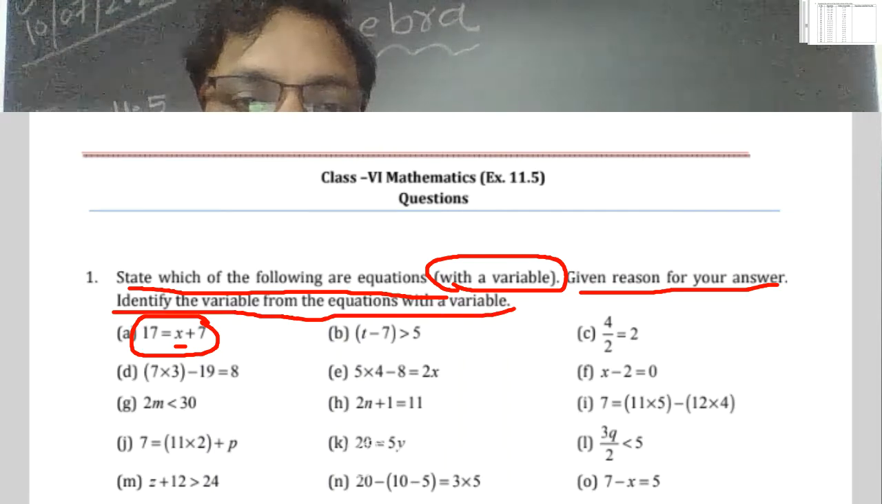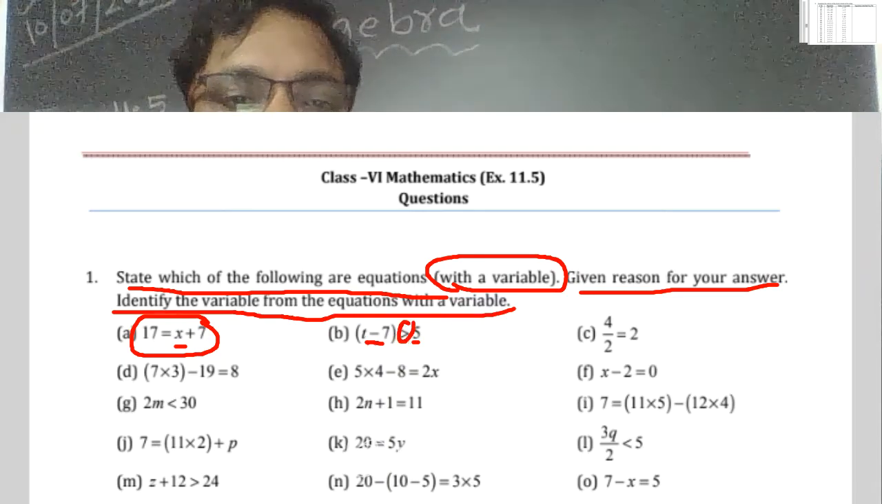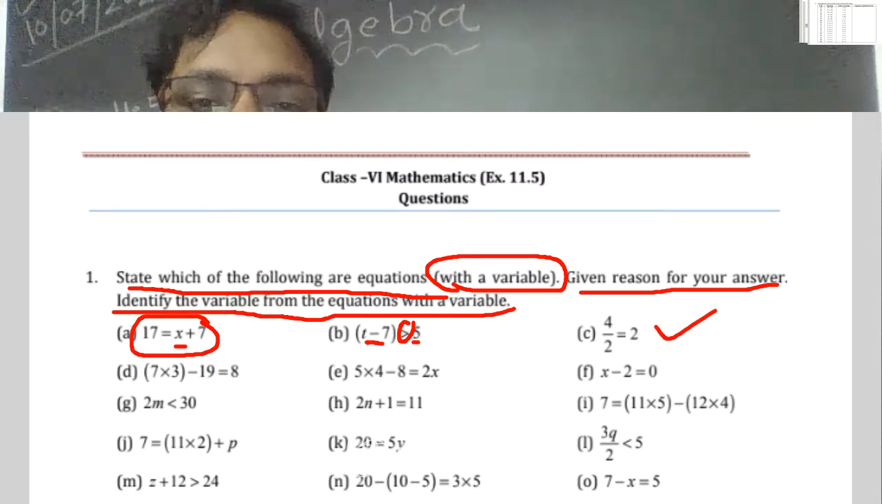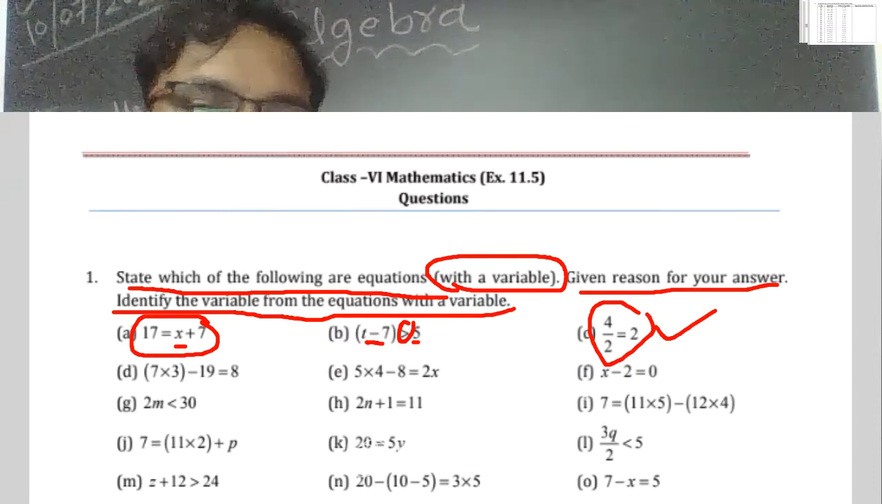Here you can see two expressions, 3 minus 7 is one expression and 3 and 5 is the other expression, but there is a greater than sign. This is not an equation. Here 4 by 2 is equal to 2. This is an equation without variable.